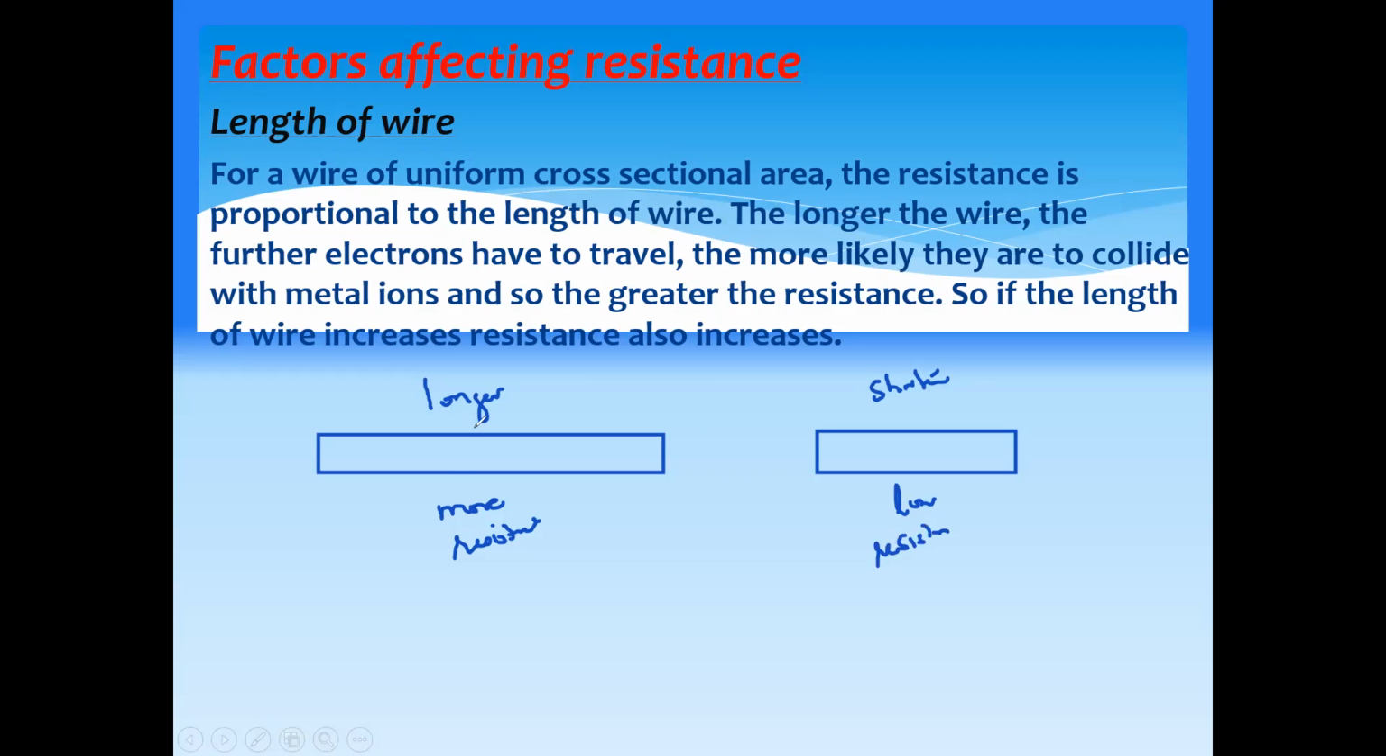What is the reason for that? Because in a longer wire, when the charges have to move through a long distance, they will collide with more particles, so they find it difficult to move. But in a shorter wire, few particles are there to stop them, so they are able to flow easily. So if we want to increase the resistance, we increase the length of the wire. If we want to decrease the resistance, we reduce the length of the wire.